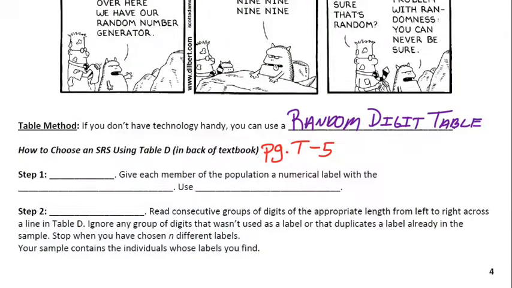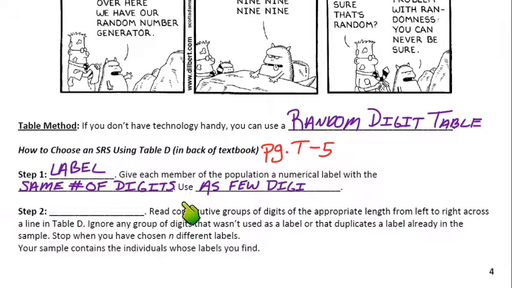Okay, so if you're going to read random numbers off this random digit table to pick people, first thing you got to do, and probably the most important stipulation with these random digit tables, is you got to label each person, and you got to make sure that all the labels have the same number of digits. They got to have all the same number of digits, and ideally, you're going to use as few digits as possible when you're making these labels. And let me give you the biggest example. So let's say we're going to sample 100 kids at Lake Park.